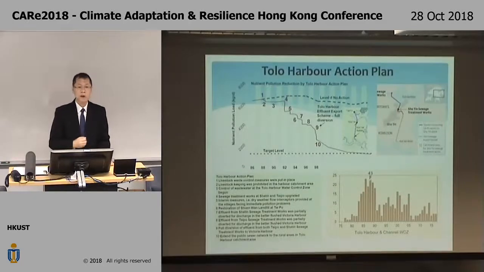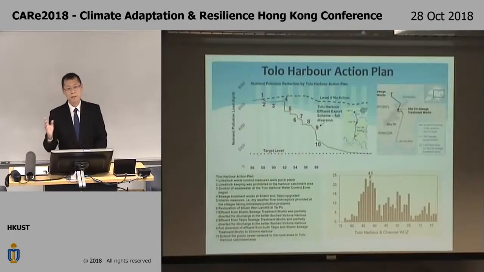We transfer out all the effluent. We stop dumping any sludge there. We plug up all the pollution sources. And I'm not sure whether it's successful or not, but it seems to me that the number of red tide incidents in total is not as embarrassing as in the 1980s.